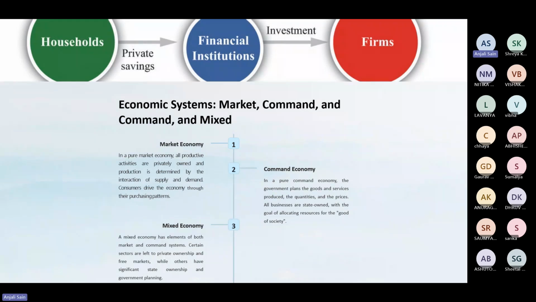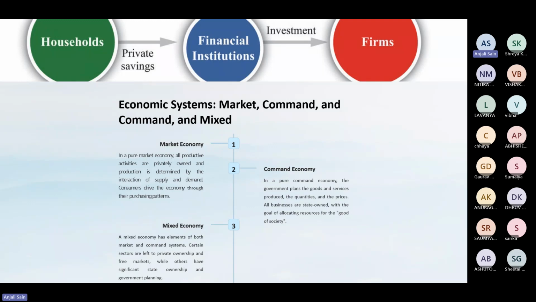Then come the various economic systems. In economic systems, there are three main types: market, command, and mixed economy. First, what is a market economy? In a pure market economy, all productive activities are privately owned and production is determined by the interaction of supply and demand. Consumers drive the economy through their purchasing patterns.